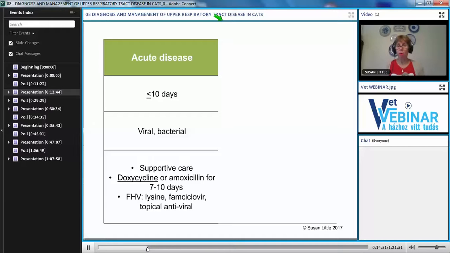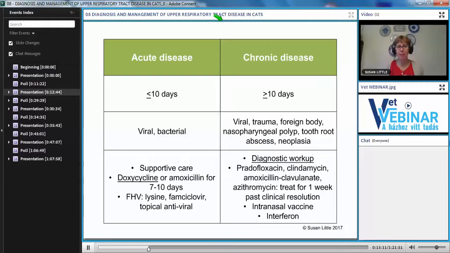We're going to talk more specifically about treatments for herpes virus because, of the viruses, that's the only pathogen where we have specific treatments. So we'll talk about using lysine. We'll talk about the antivirals in a moment. So that's acute disease: cats that have had upper respiratory tract signs for less than 10 days.